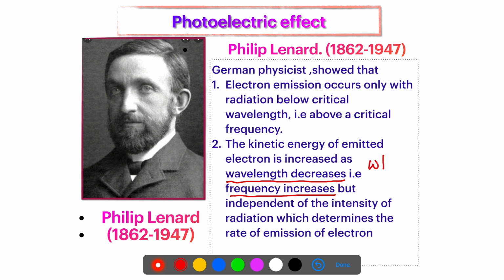In order to understand his observation, you first have to understand the relation between frequency and wavelength. Both are in inverse proportion to each other. Frequency means nu, and wavelength means lambda. If lambda is increasing, then the frequency will be decreasing, and if the wavelength is decreasing, then the frequency is increasing. This means electron emission occurs only when the frequency is above the critical value or the wavelength is below the critical value.